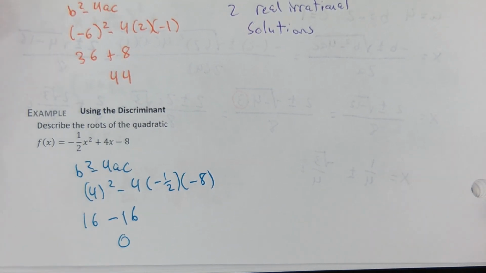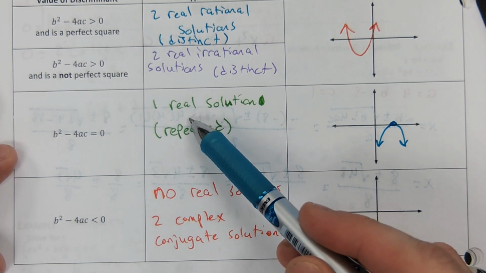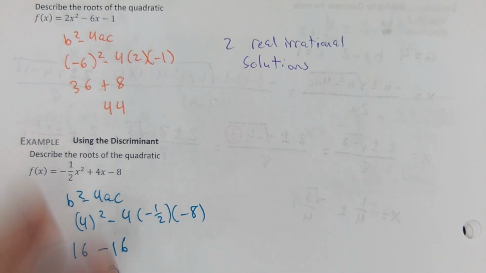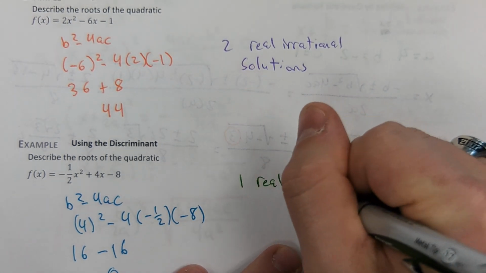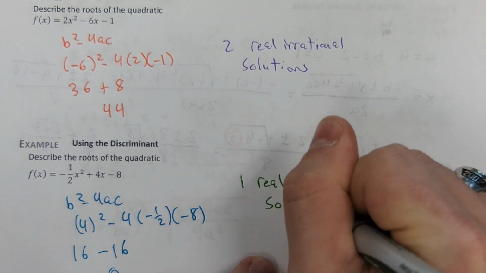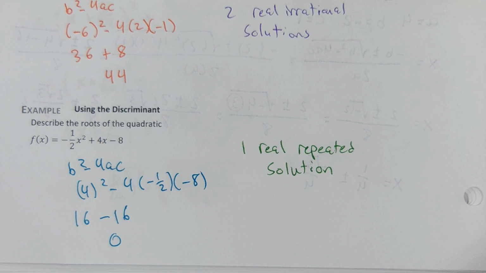Come up here where the discriminant equals 0, and you will see that means there is one real repeated solution. That tells me my axis of symmetry is my only solution, and that only solution, the vertex, is on the x-axis. That's what that tells me about the graph.